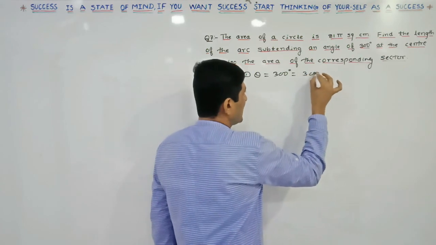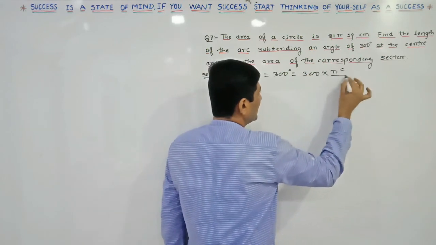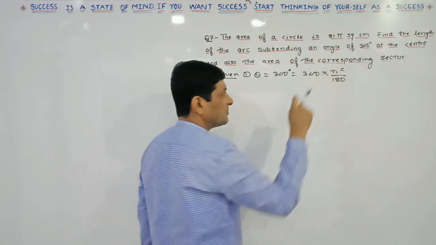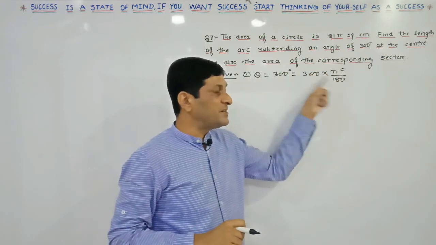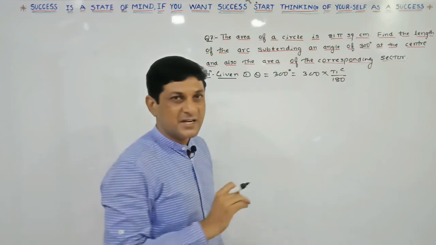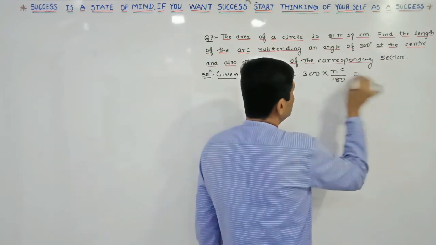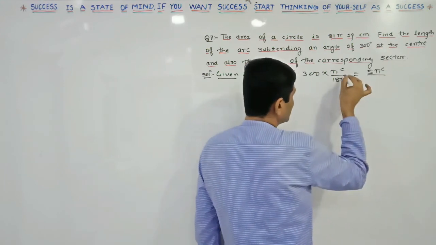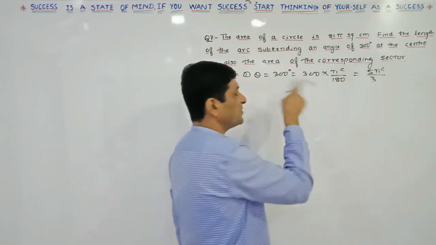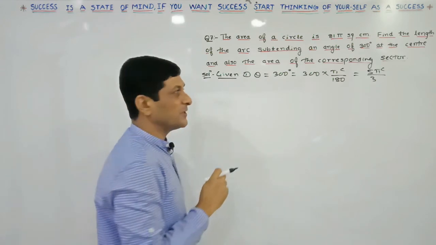We are just trying to convert this degree measure into radian measure by multiplying it by pi by 180. If you observe these two numbers, 180 and 300, both numbers are divisible by 60. 60 5's are 300, so in the numerator we will get 5 pi radian, and here 60 3's are 180. So in this way we have converted degree measure into radian measure.